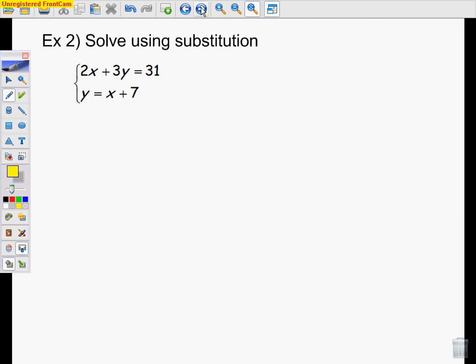All right, this problem, similar again. This time we have 2x plus 3y equals 31, and y equals x plus 7. So again, we know that x plus 7 is the same thing as y. Those two values are equal to each other. So I could take this x plus 7 and do what with it? Plug it in for the y up top. So I'm just going to completely rewrite my first equation. 2x plus 3y. And what is y? Y is x plus 7. And that has to equal 31.